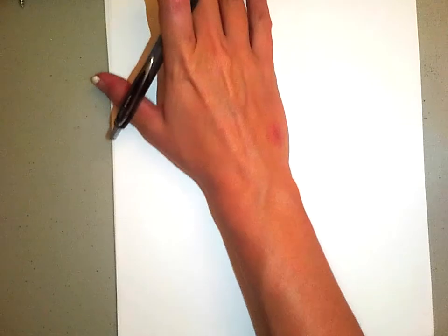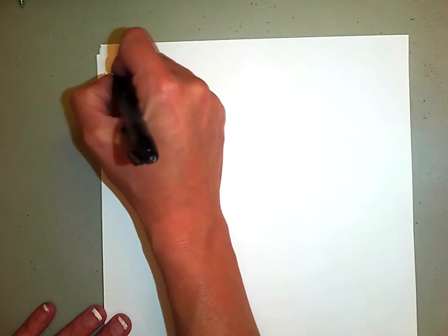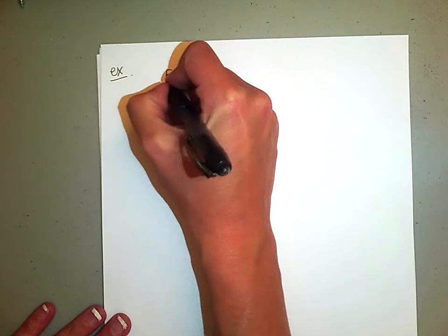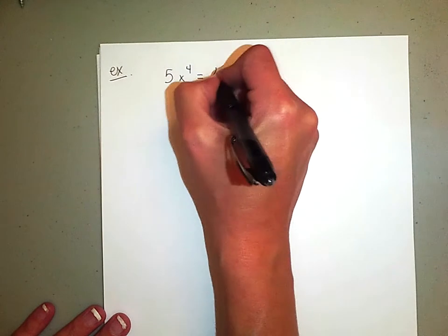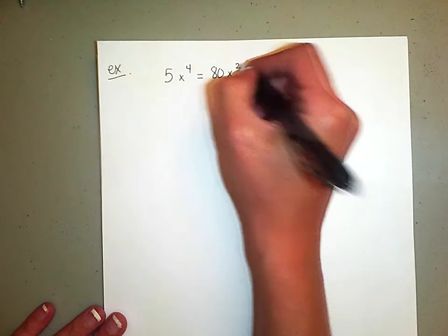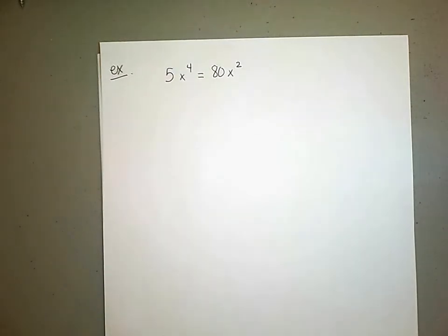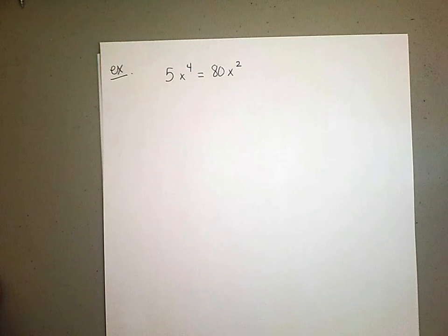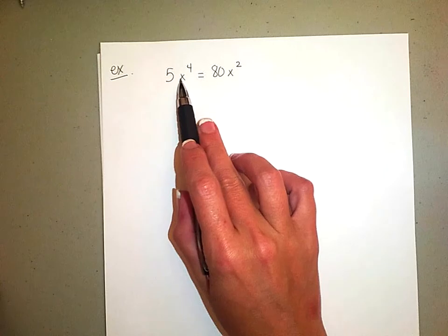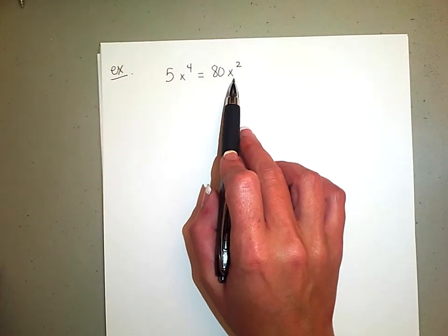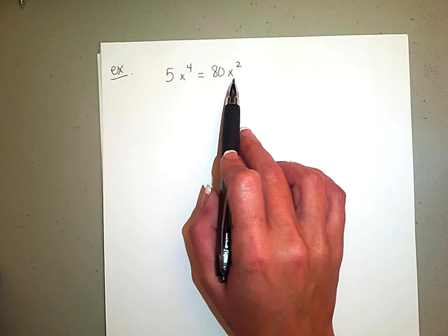So that's one type of equation that we have. We also have equations that we could solve by factoring. So for example, if we had 5x to the 4th is equal to 80x squared, our temptation here might be to divide out some x squares. However, the problem with that is that we don't know what value x could be.